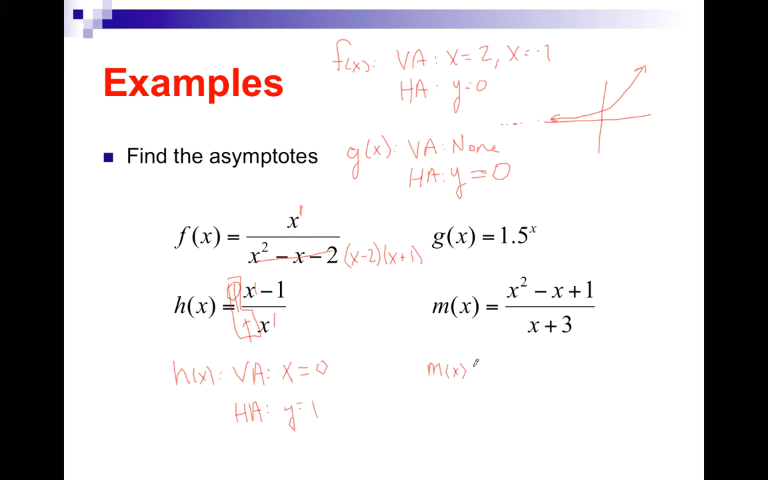Lastly, for m of x, vertical asymptote, x equals negative 3. And my horizontal asymptote, since the numerator is bigger than the denominator, it would be none. Wow, that's an ugly none. There is a different type of asymptote here, but we're not going to cover that just yet.